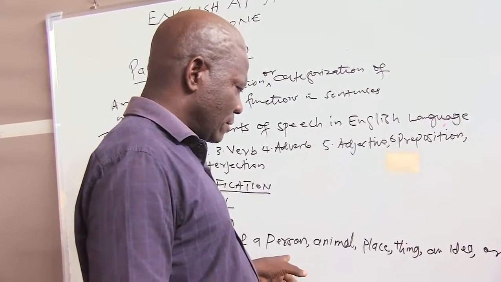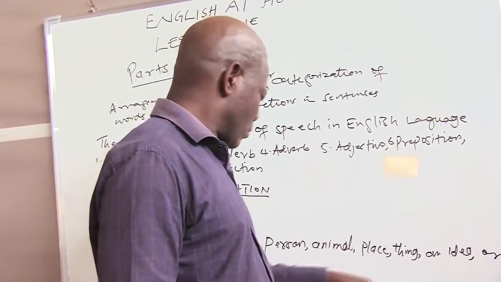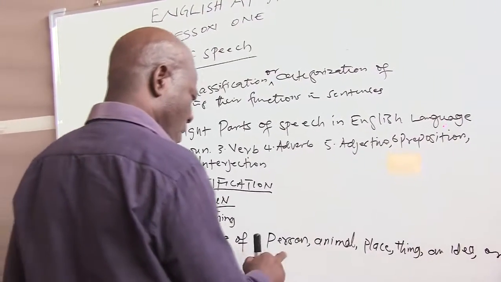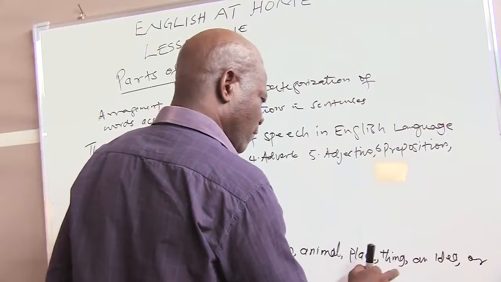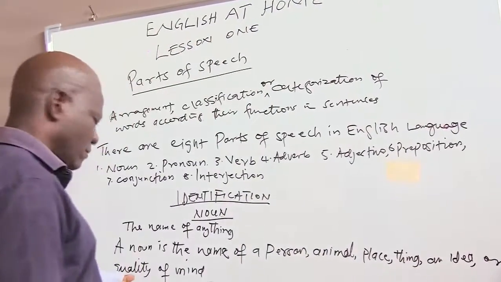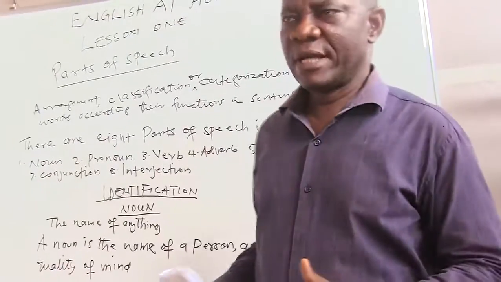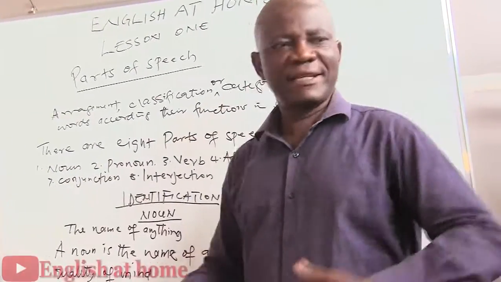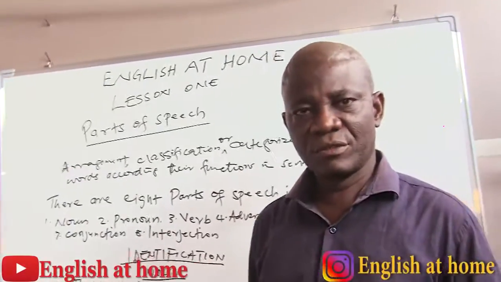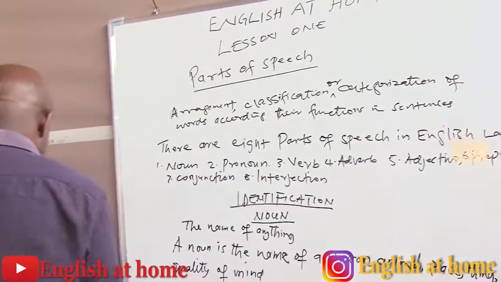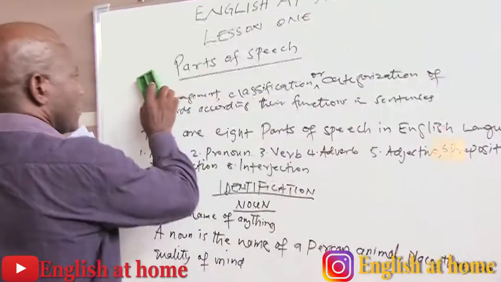So that we're going to have sentence examples to agree that the noun is the name of a person, animal, place, thing. So how many things do we cover in this definition? 1, 2, 3, 4, 5, 6. So a noun, anybody, anything, whatever you can mention is a noun. Okay, let us take some sentences.